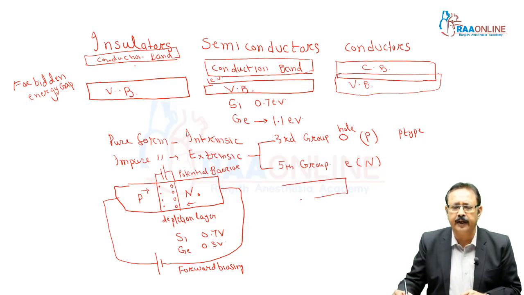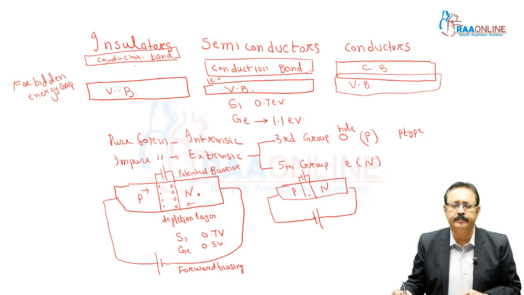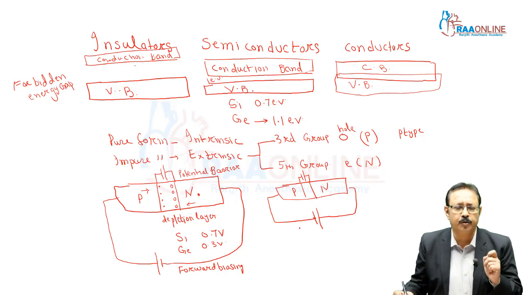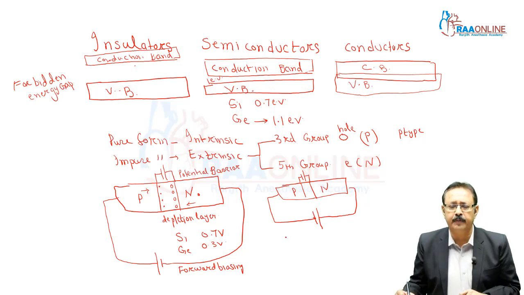But if you are connecting like this, negative terminal to P and positive terminal to N, it means you are strengthening this potential barrier. Same poles, like poles, same type: plus plus on this side, minus minus on this side. You are making the potential barrier strong. So this type of biasing is known as reverse biasing.